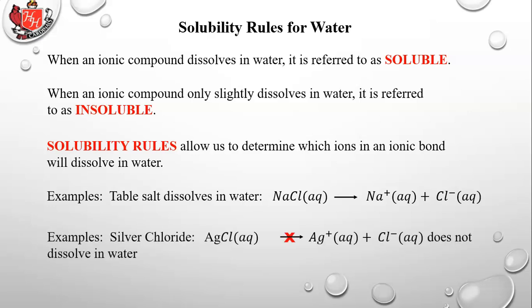Silver chloride, AgCl, does not dissolve in water. So only in very minute amounts will you find silver ions and the chloride ions. So effectively we say it does not dissolve in water.